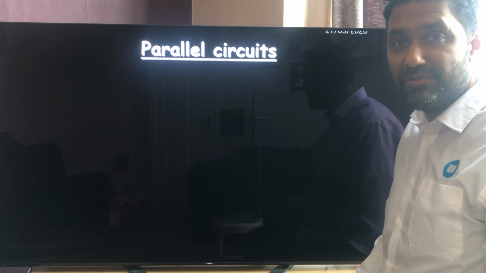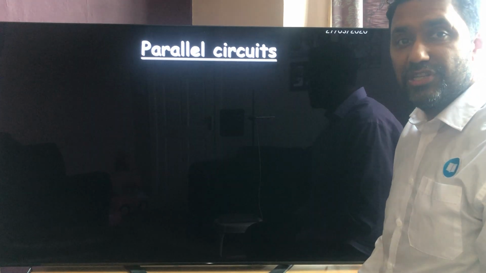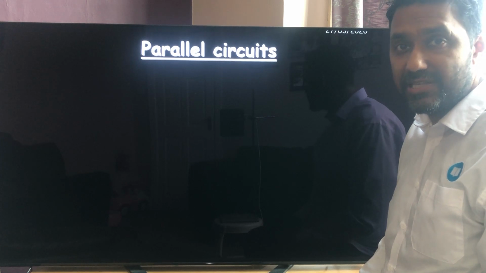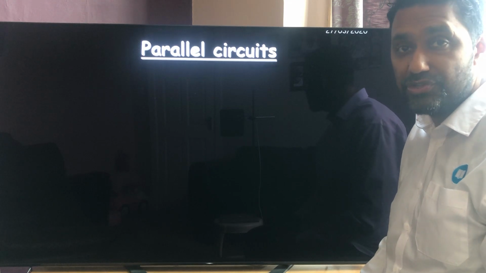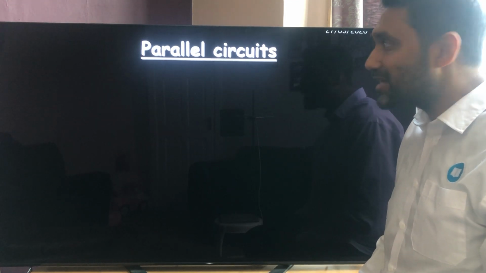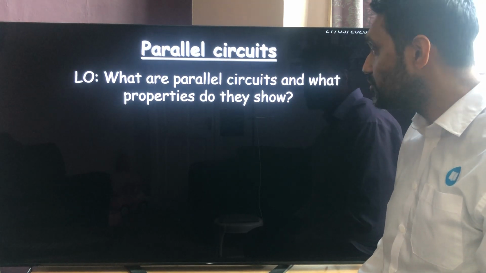Last time we looked at series circuits and today we're looking at parallel circuits. This is really for Key Stage 4 GCSE Physics and Science, but it might be useful for Year 7s and 8s as well, working on circuits. Our objective is: what are parallel circuits and what properties do they show?